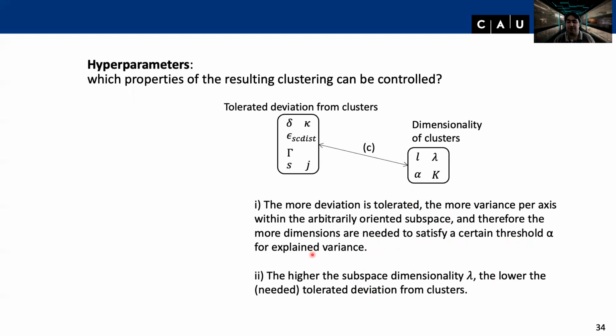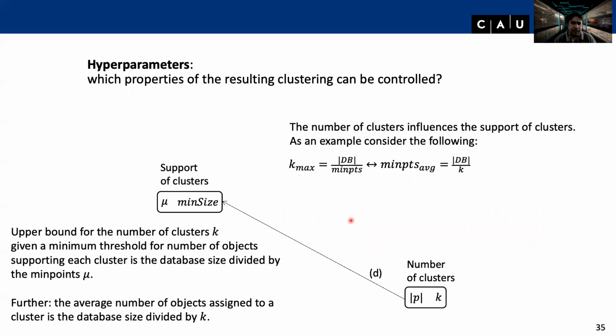So I've got nice illustrations for that. And we have here now the relation between the number of clusters and the support of clusters. So the number of clusters influences the support of clusters. How? Well, we say the maximum number of clusters K is the entire size that our data set has divided by the min points. And on the other hand, the min points on average that each cluster can have is the entire database divided by its number of clusters K.